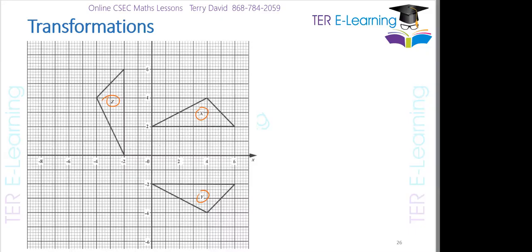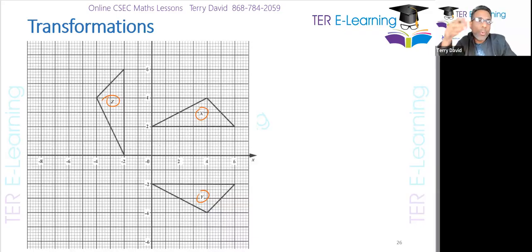Now remember, the mirror line is an equation, right? There's always an equation. So what they can ask you in the exam can be x is equal to something, or y is equal to something. It could be the x-axis, it could be the y-axis.